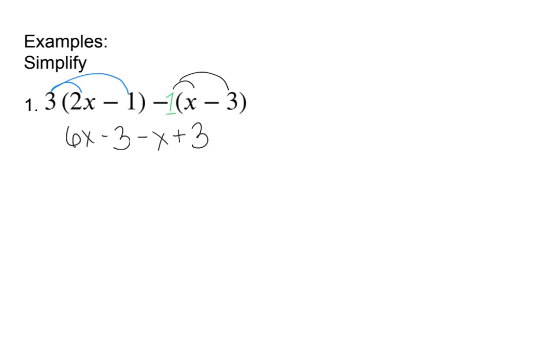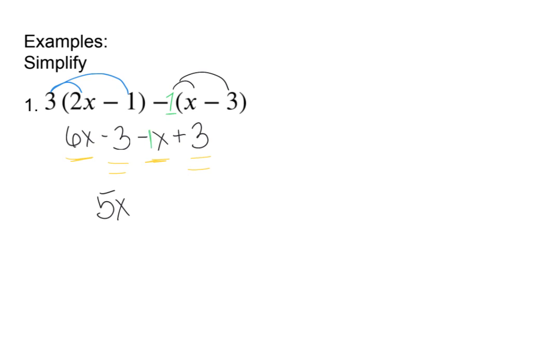Once you've distributed, we've gotten rid of the need for those parentheses, and now we can look for like terms to put together. So I'm noticing here I have this as an x and I have this as an x. So we can put those together. I also have a couple constants that we could put together. So let's start with the x's. If I have 6x minus x, I have 5x's, because remember that minus x has a 1 sitting there. If it helps you, you can write it in, but you don't have to.